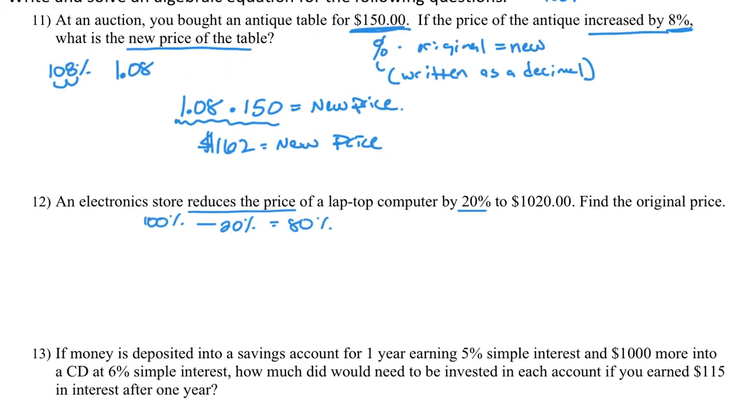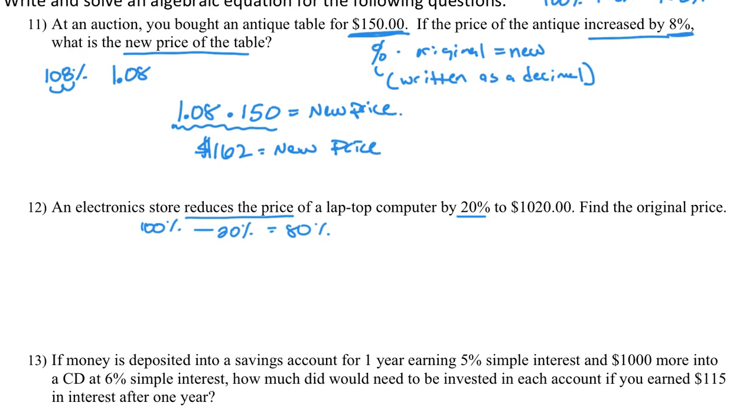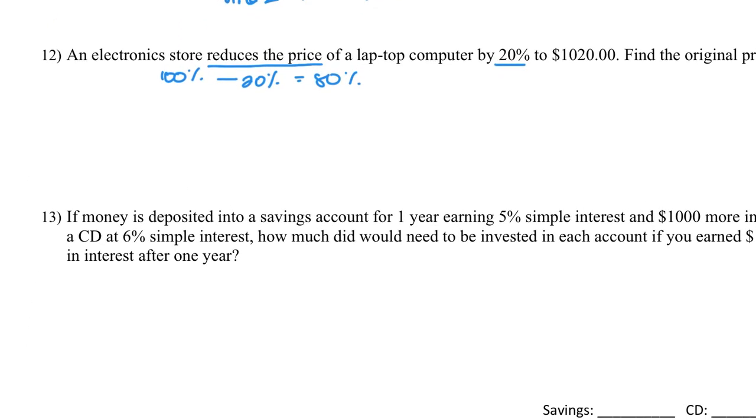So using our formula here, remember, percent written as a decimal times the original equals the new. So we've got our percent, which is 80, which if I move the decimal, we get 0.80 times, we don't know what the original price is. But we do know that the sale price was $1,020. So this $1,020 represents the afterwards.